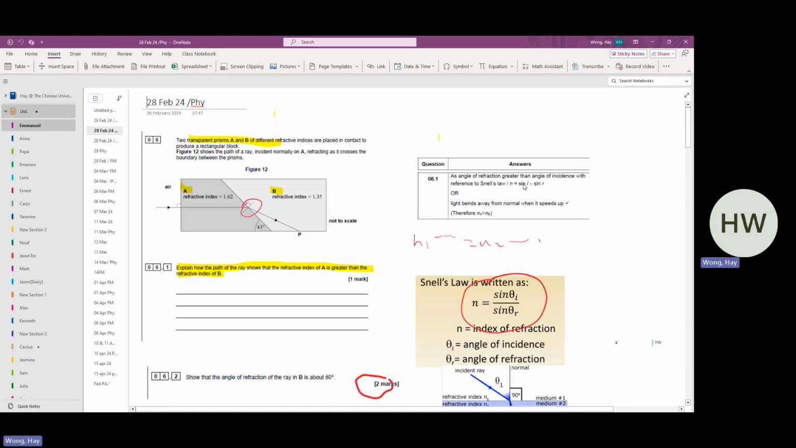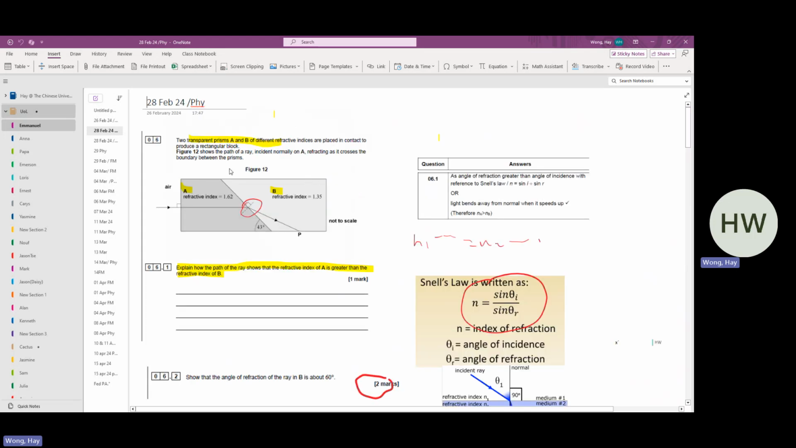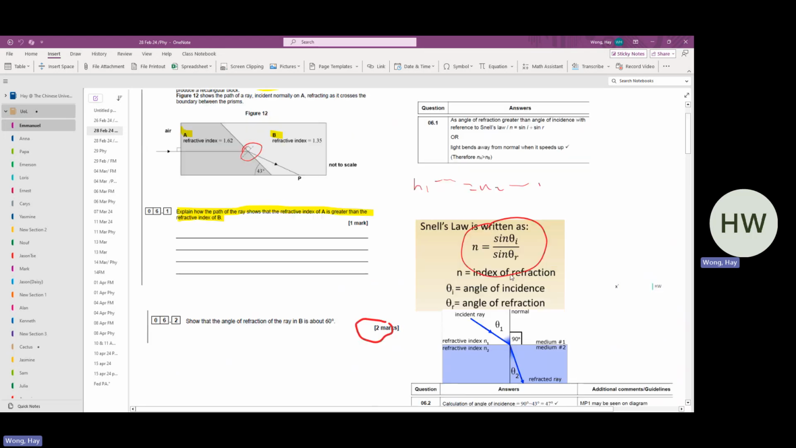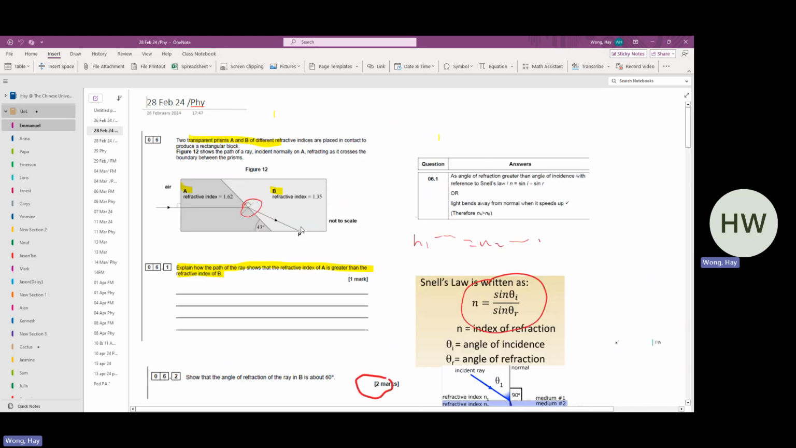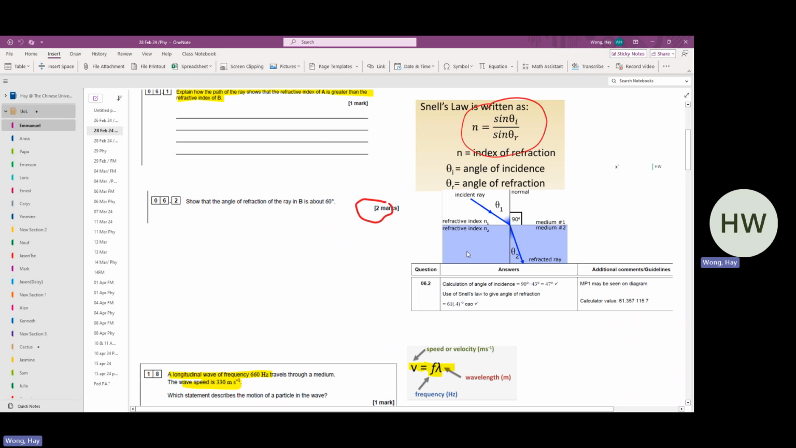Right, so on to slightly more advanced topics. This is about Snell's law. When light enters a different medium, it has a different speed and hence a different refractive index. So we apply Snell's law to calculate the direction of travel and the angle of incidence and angle of refraction. This is a typical relationship described in this diagram.